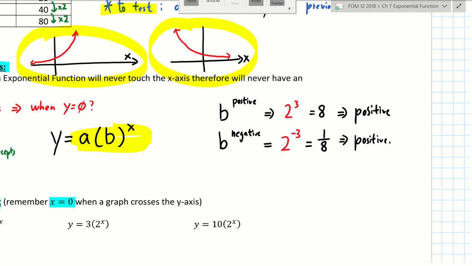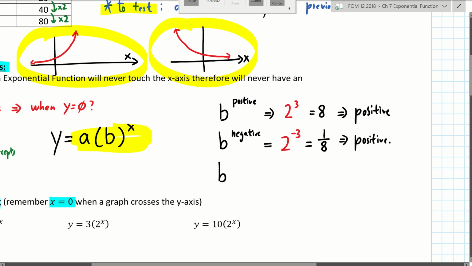Okay, so you might say, what about 0? So b to the power of 0. Well, what is anything to the power of 0? What is 2 to the power of 0, for example? 1. Anything to the power of 0 is equal to 1. This is still positive.